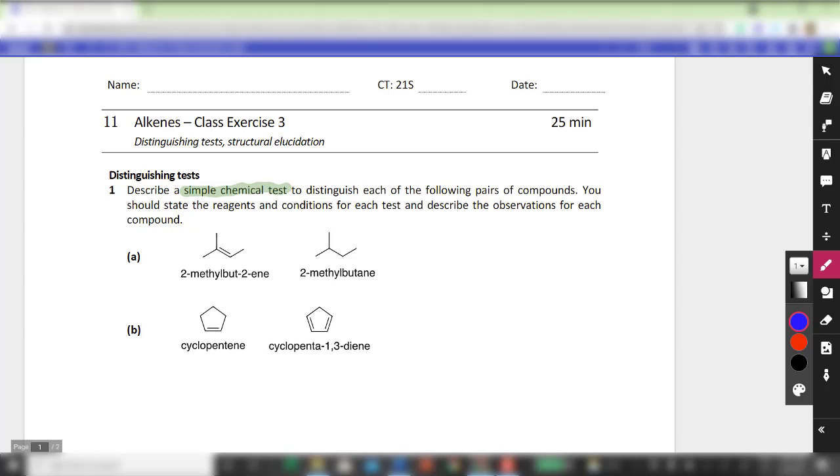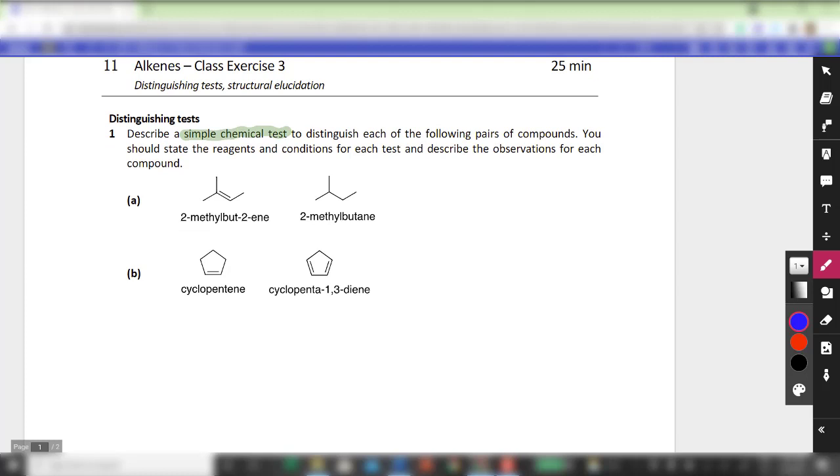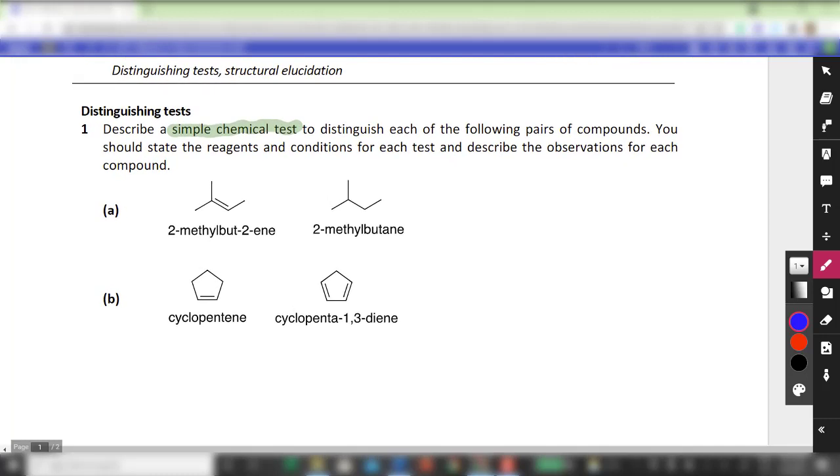Okay, so for 1A, you're supposed to distinguish between 2-methyl-but-2-ene and 2-methyl-butane. You realize the difference between them is the presence of a C=C double bond in the but-2-ene, and 2-methyl-butane is actually an alkane. So 1A is basically just a test for unsaturation. Any test which allows you to test for unsaturation works. The simplest example you can use is actually aqueous bromine.